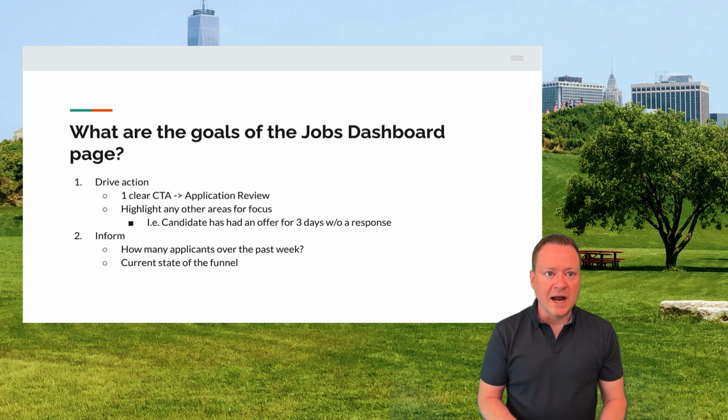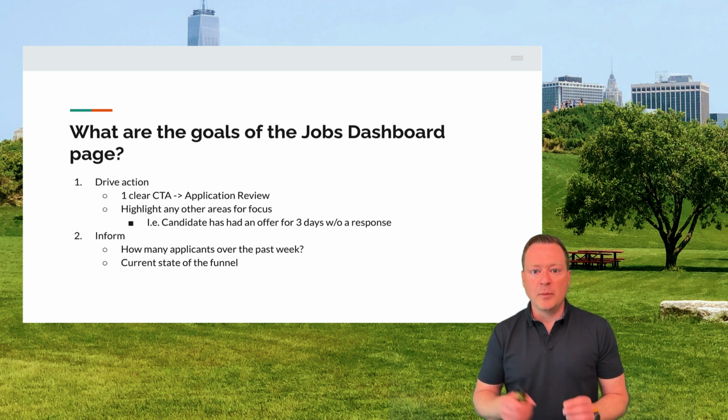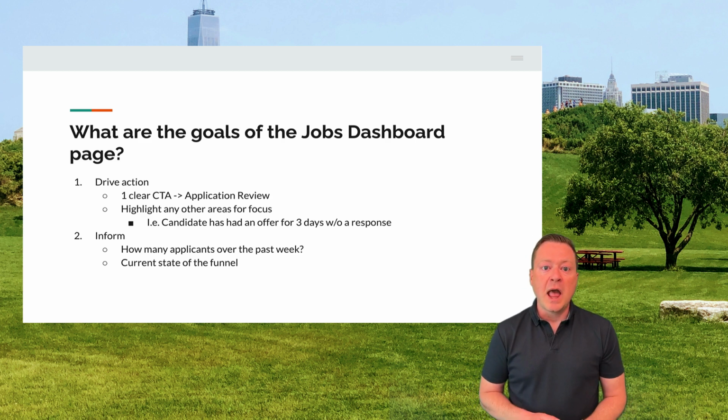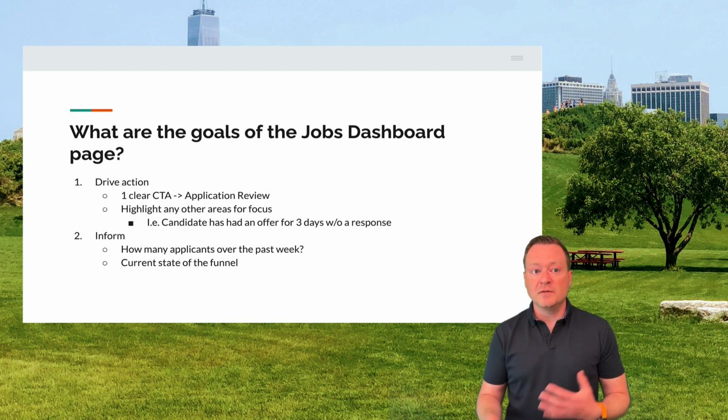What are the goals of the design? Well, first of all, you want to drive action. You want one clear CTA: application review. Just go through the wizard. And then also I said, let's highlight any other areas for focus. It could be different reasons, but just pull out things that you need to know about. One example is a candidate has had an offer for 3 days without a response. You should be responding to that.